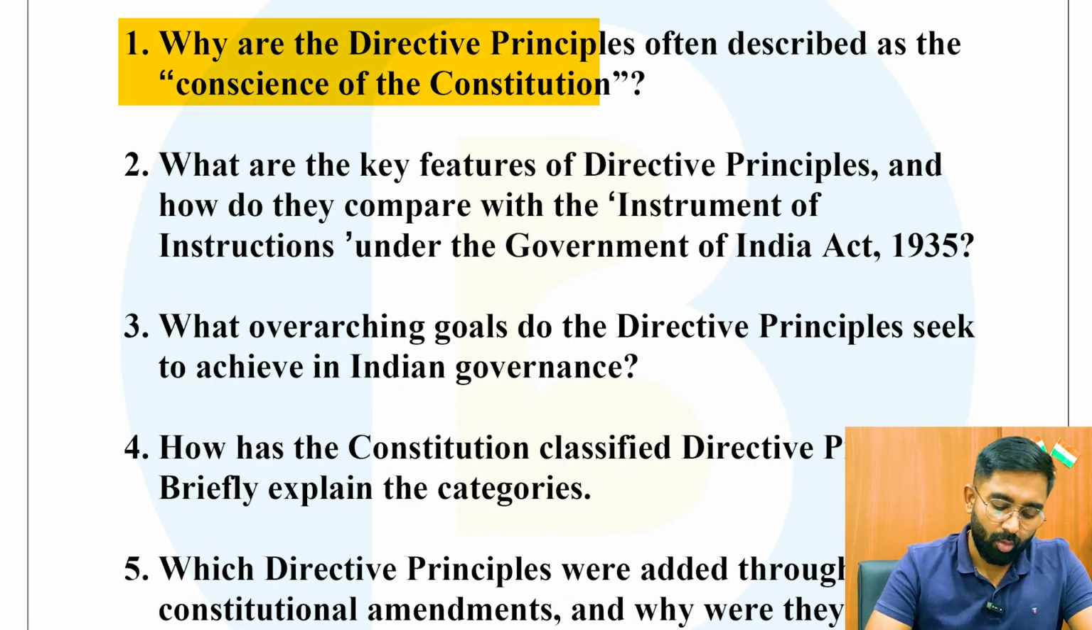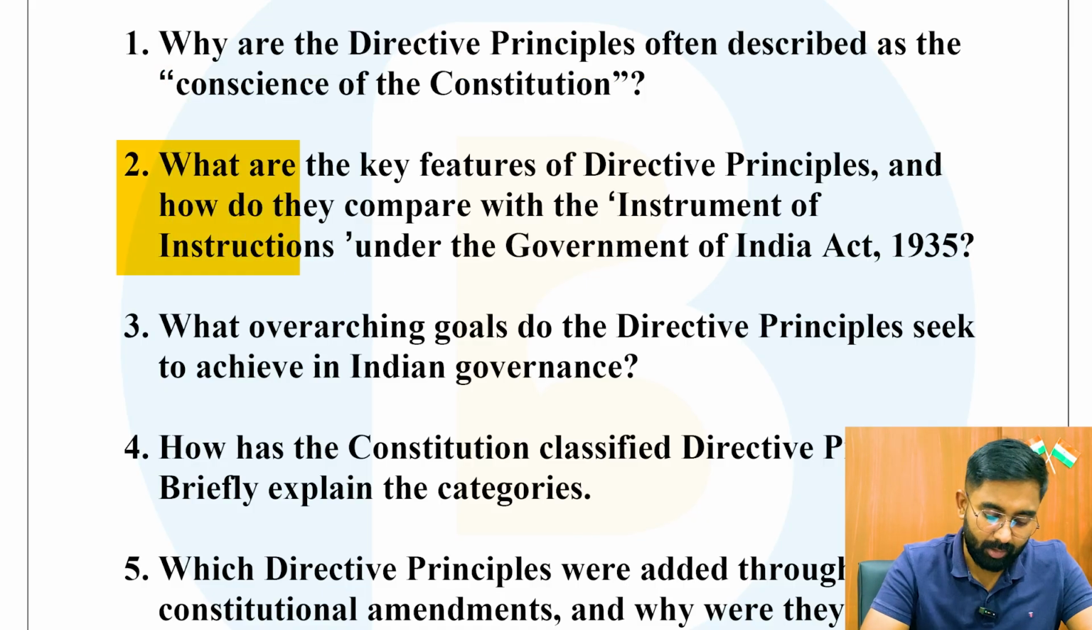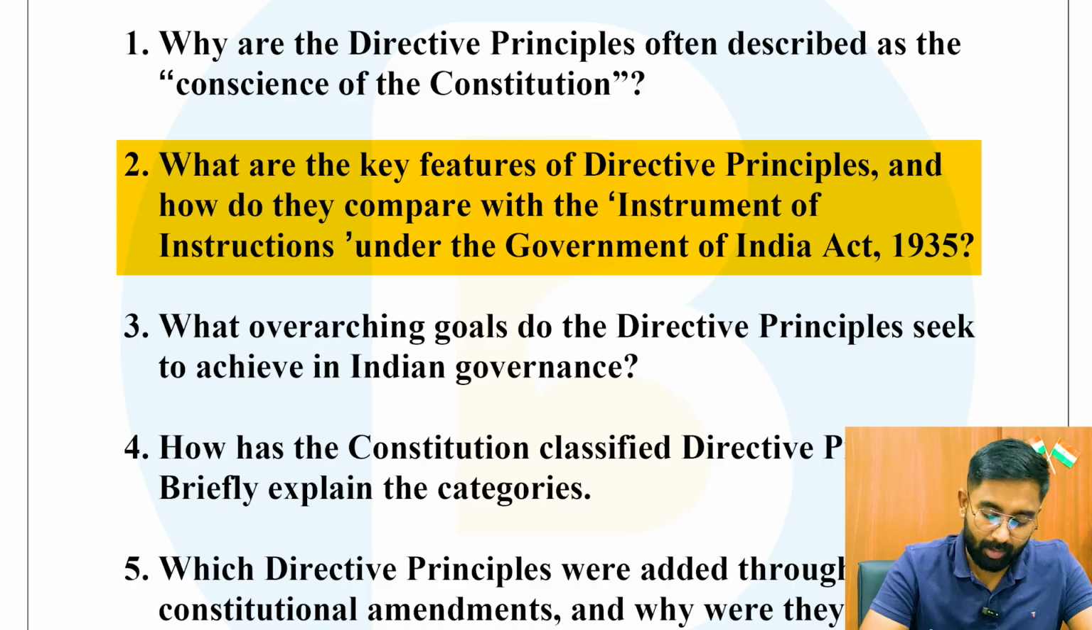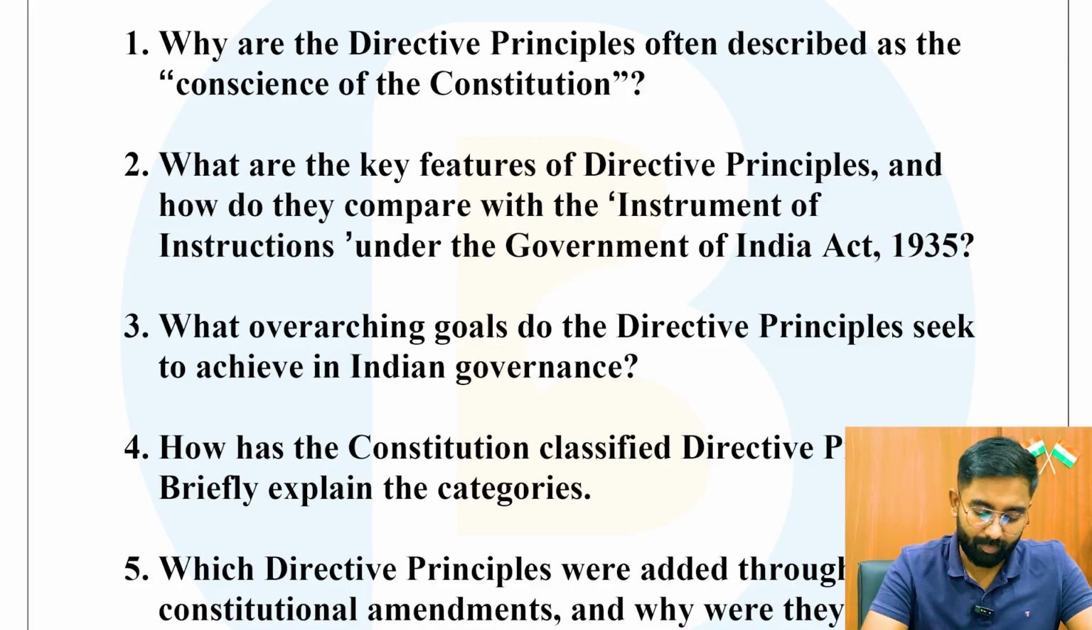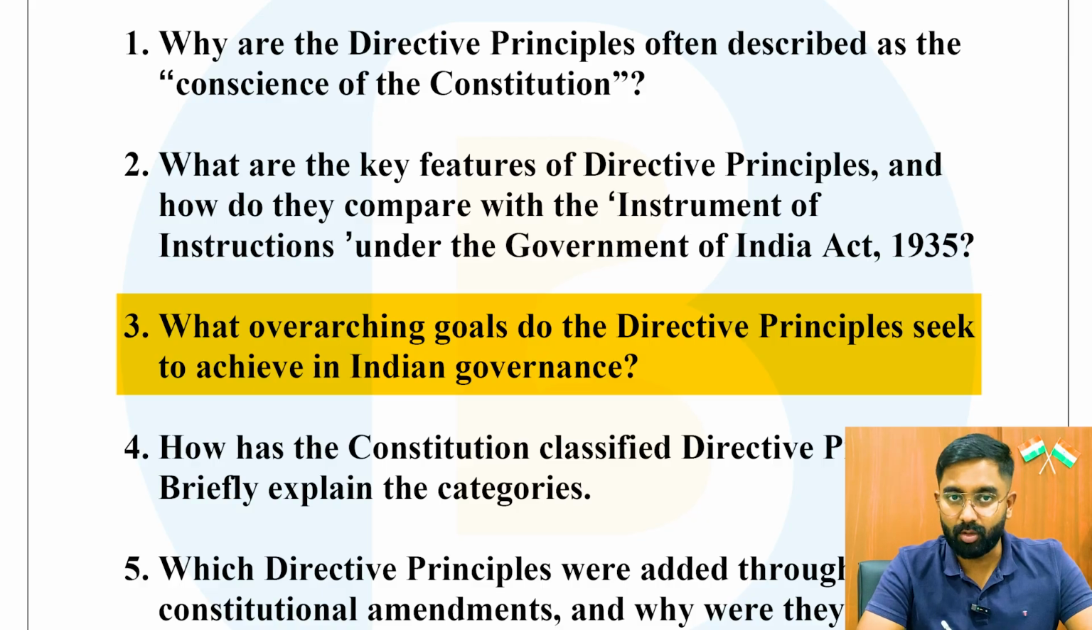First question: why are the directive principles often described as the conscience of the Constitution? Second, what are the key features of directive principles and how do they compare with the instrument of instructions under the Government of India Act 1935? Third question: what overarching goals do the directive principles seek to achieve in Indian governance?